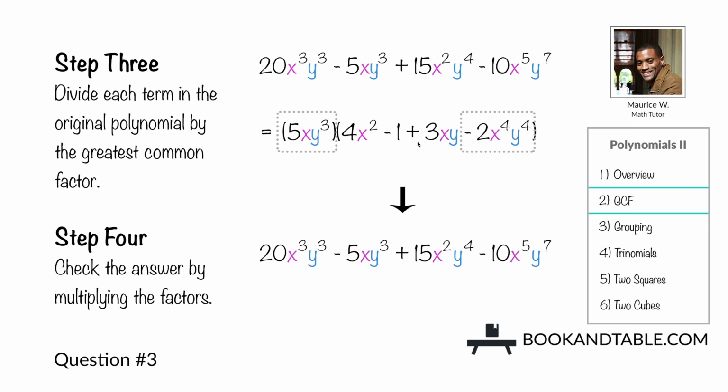And then we have 5 times negative 2 is negative 10. X times x to the fourth is x to the fifth. And y to the third times y to the fourth is y to the seventh. And since our final polynomial matches our original polynomial, that lets us know that we found the factors of that polynomial, which are 5xy cubed and 4x squared minus 1 plus 3xy minus 2x to the fourth y to the fourth.